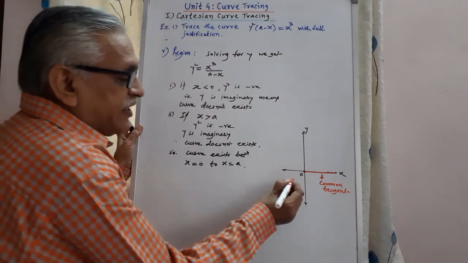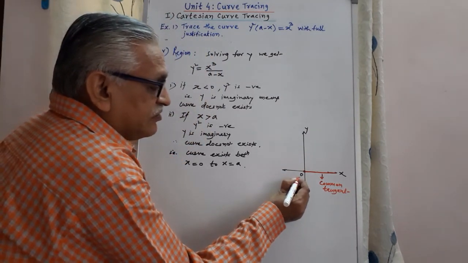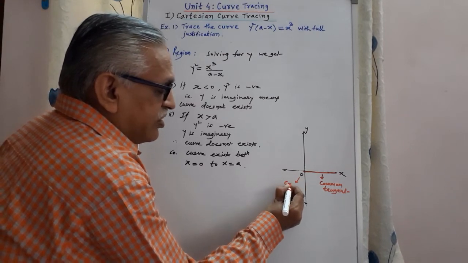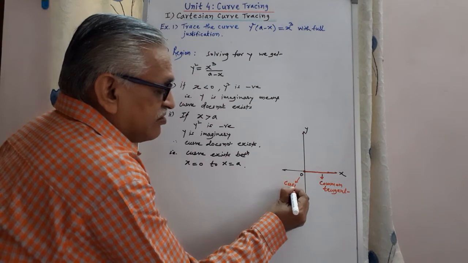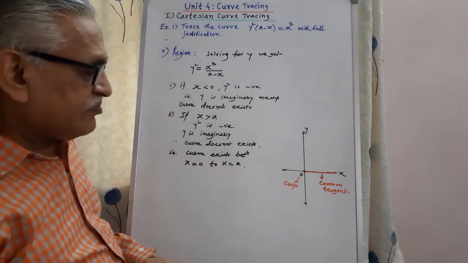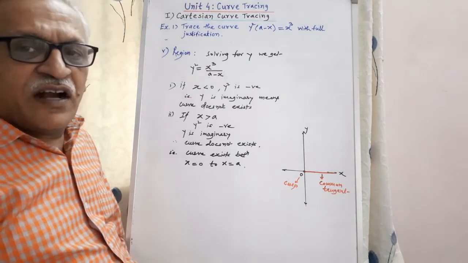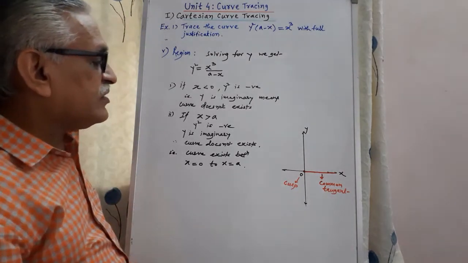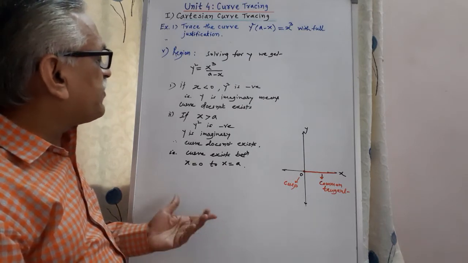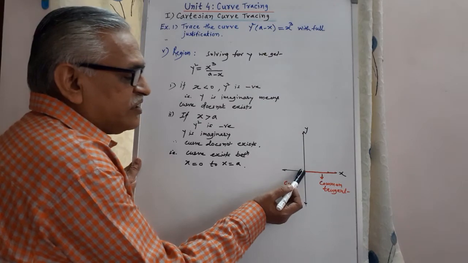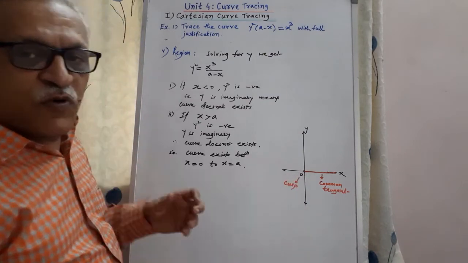And as this is common tangent, this point origin is called as cusp point. This is a double point, and the type of the double point is a cusp. Then the third point we obtain point of intersection. The point of intersection is here only the origin, no any other point of intersection.